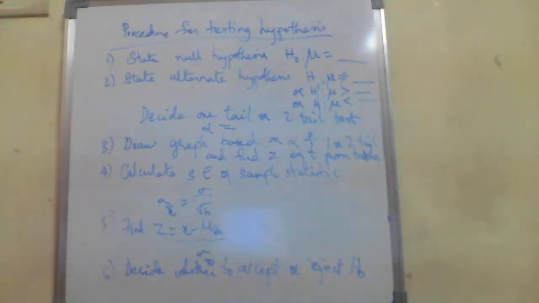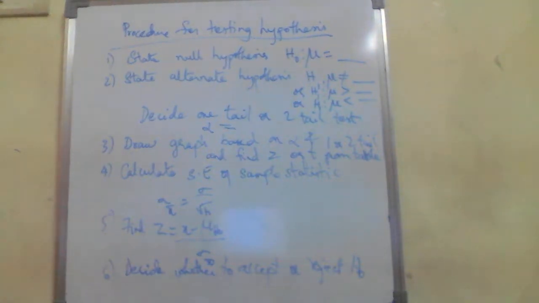Today we are going to see how to test the hypothesis, the procedure for testing the hypothesis. In the last class, I told you what is null hypothesis, alternate hypothesis, and what is alpha significance level, and based on alpha you have to decide whether it is one tail test or two tail test, and then you have to draw the graph. So yesterday when I told this, I told these are the two steps which you have to write for any problem. So now we go for the general procedure.